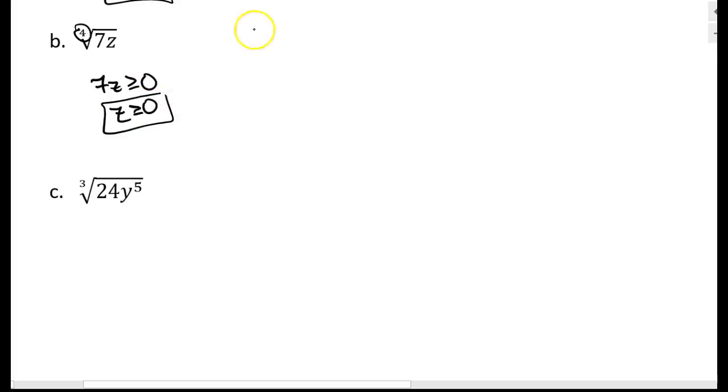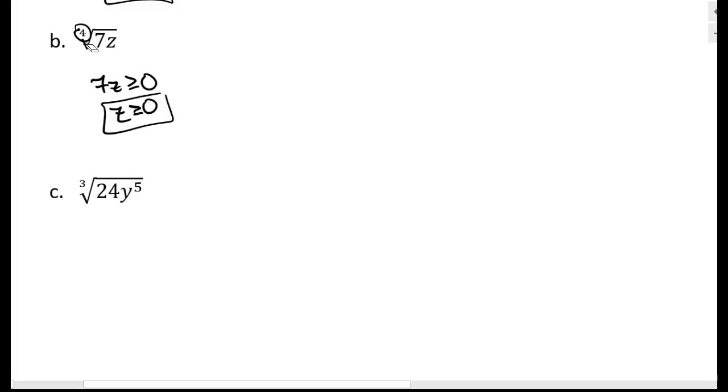In our next one, it's an even index, so I am going to have that restricted domain. So 7z must be bigger than or equal to 0. So z must also be bigger than or equal to 0. And that's part 1. Part 2, as I'm going to see, is 7 a perfect quartic? Absolutely not. 1 to the power of 4 is 1, so that's great. It's less than that. But my next one is 2, and 2 to the power of 4 is actually 16. So there's no whole number that's going to give me 7, so it's not a perfect quartic.